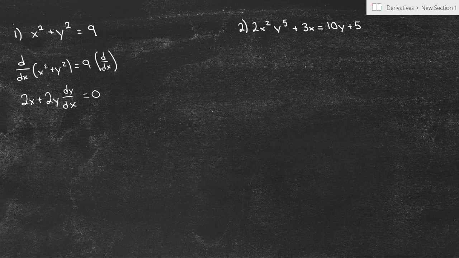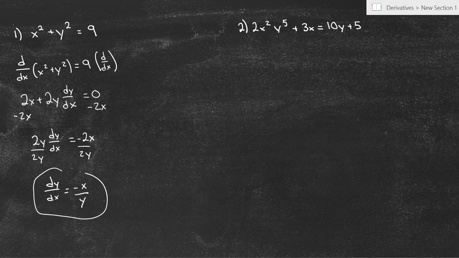Okay, so we just did step 1. Then the second step says to solve for dy/dx. Well, that's just a little bit of algebra. We can subtract 2x here. We'll get 2y dy/dx equals negative 2x, subtracted to the other side. And now I can just divide by my 2y, and I'll be left with dy/dx is equal to negative x over y, because the coefficients will simplify. And that's the derivative. That's it.